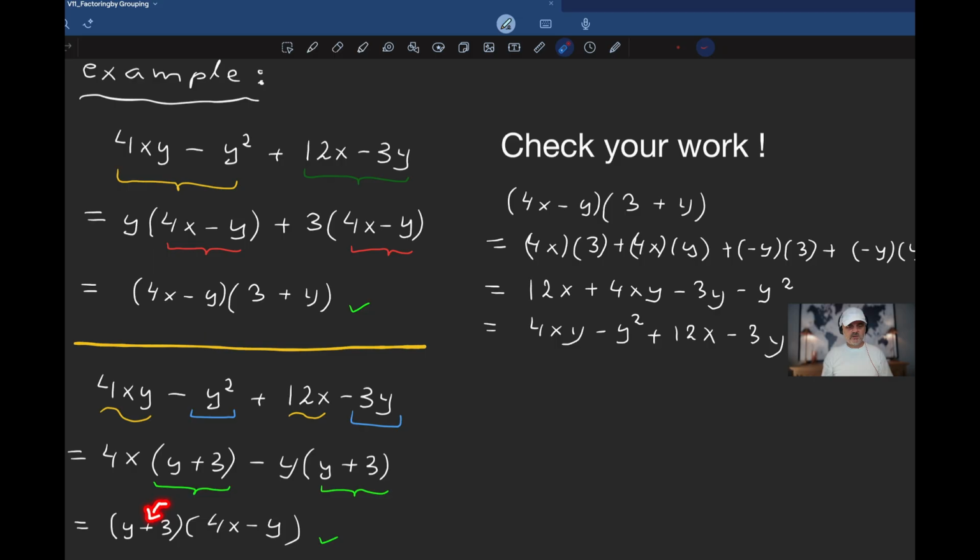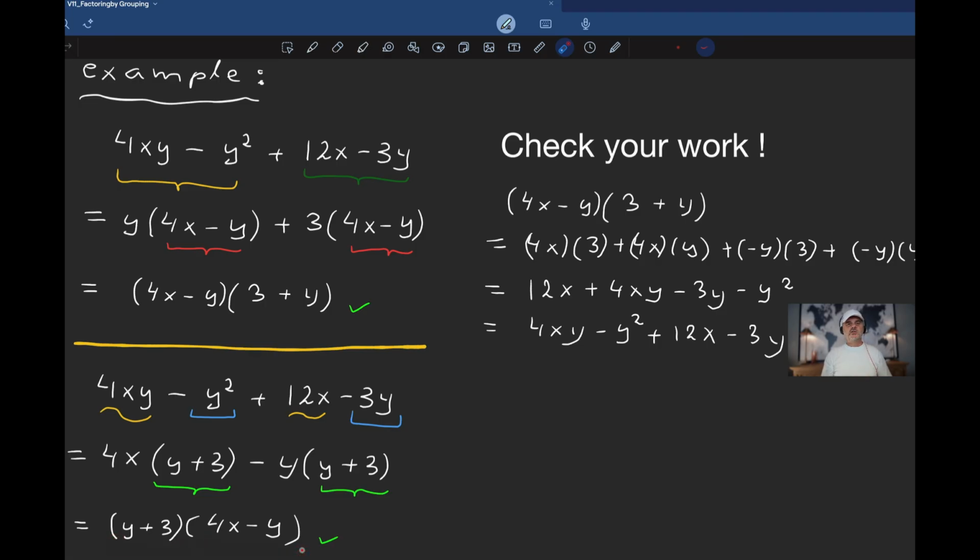So y plus 3 common factor, and then goes 4x and minus y. You drop it, bingo. So you may say, is this equivalent? Y plus 3 times 4x minus y with this one? Yes, it is, because according to algebra rule, when you multiply, you can change the order in which factors are appearing. So 4x minus y is first here, 3 plus y. You have y plus 3, which is the same as 3 plus y, times 4x minus y.